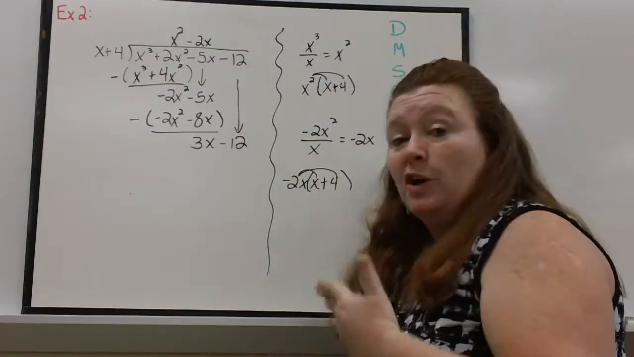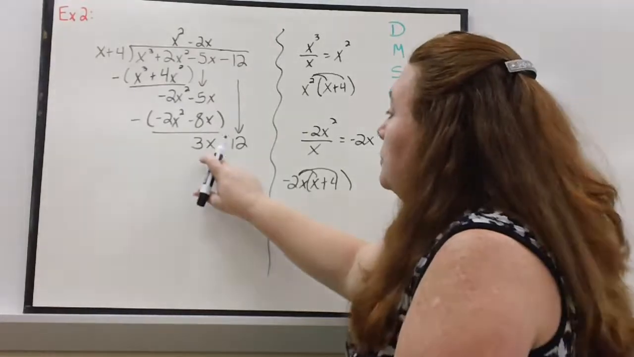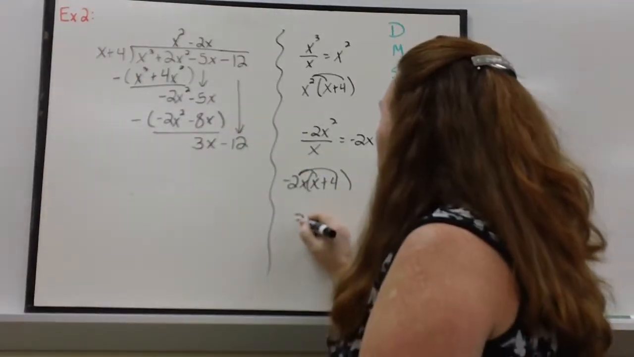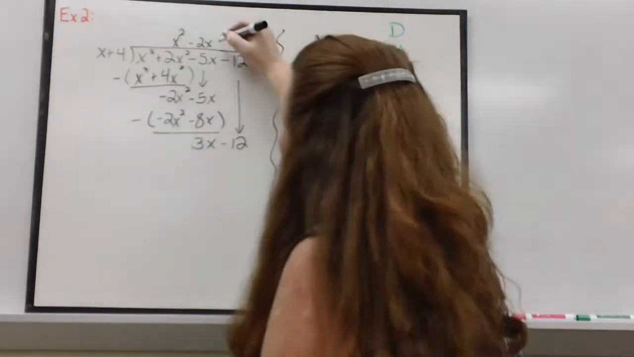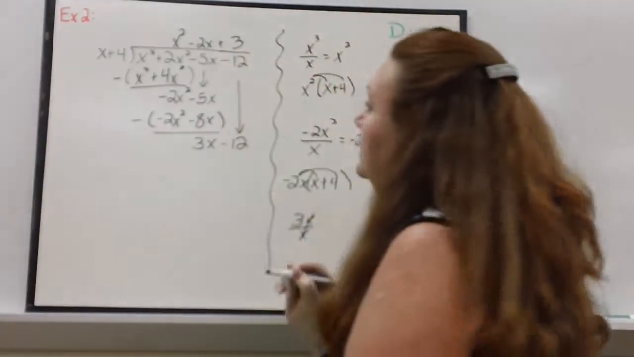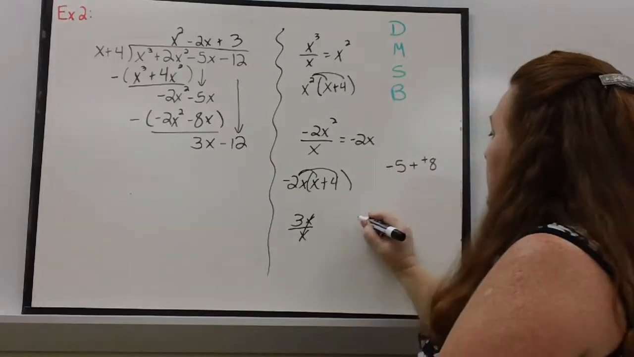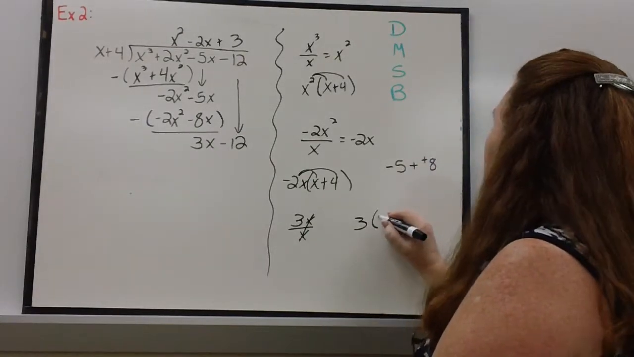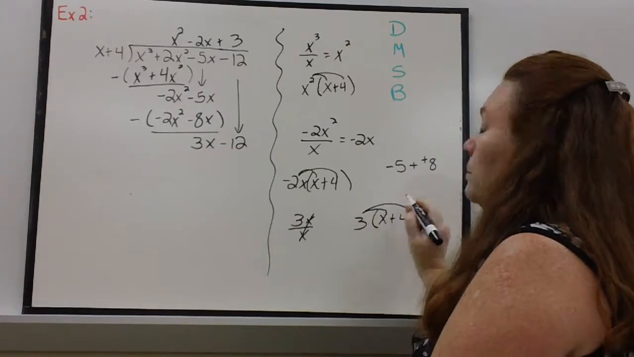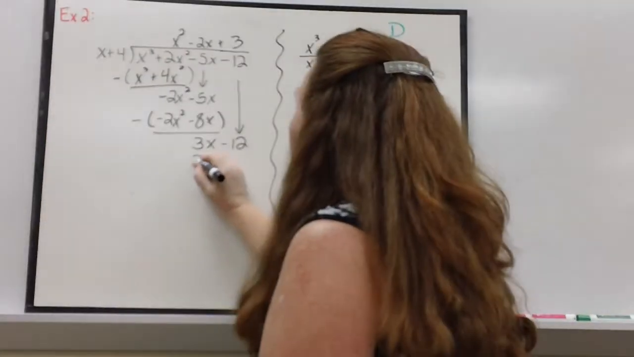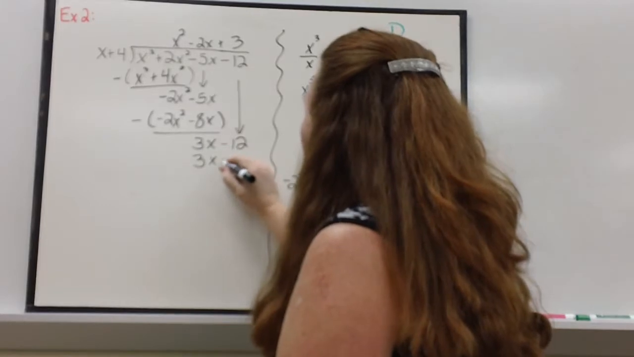And I'm going to start all over again. 3x divide by x. The x's cancel, and I'm left with a 3. Multiply 3 times the entire x plus 4, which is 3x plus 12.